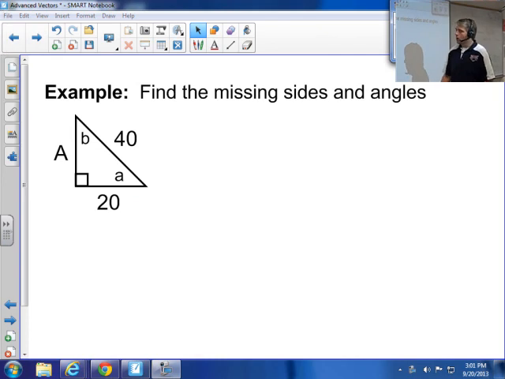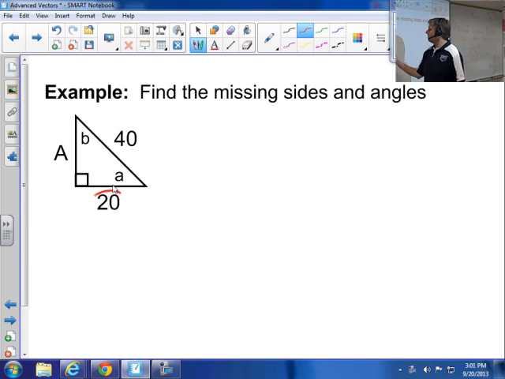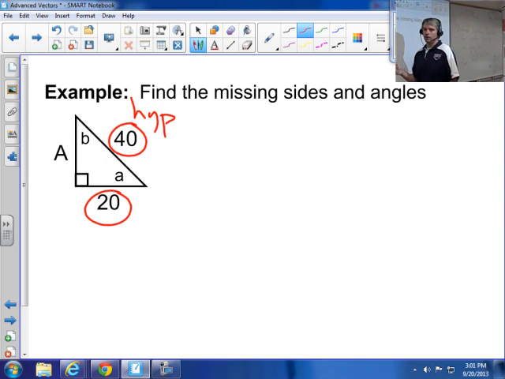All right, now let's apply what we've learned to the right triangle you see in this example. You'll notice that we've got two sides given, side 20 and side 40. The 40 side is the hypotenuse because it's the long side, and we don't know the third side. We're going to find that in a second. You'll also notice that I've already labeled the right angle, and then the other two angles are unknown, and they're called little a and little b. Let's start by finding side A.